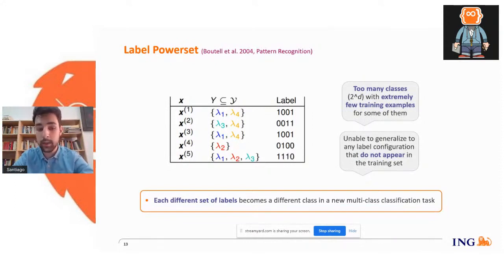It has, as you can imagine, two main drawbacks. The complexity is exponential in the number of labels, as it will have too many class values, which in addition have extremely few training examples for some of them. And also, this method is unable to predict label configurations that do not appear in the set that the model was trained with. For example, if the combination 1111 is not available in the training set, then this method won't be able to give a prediction of this value.